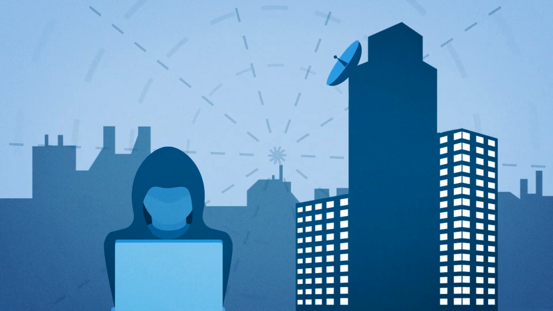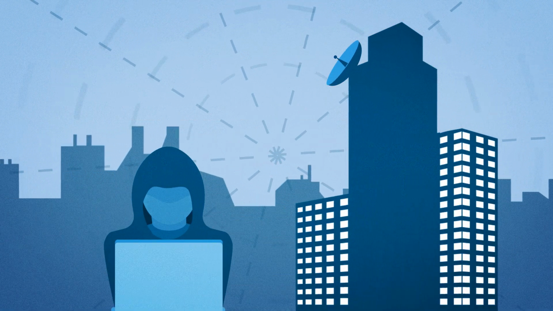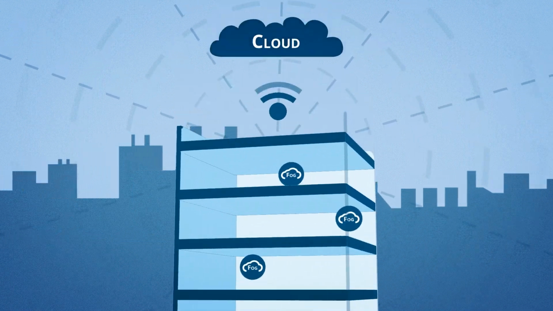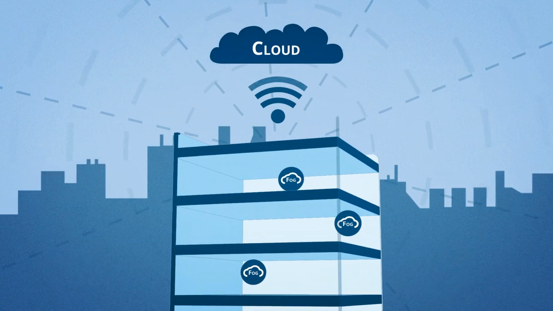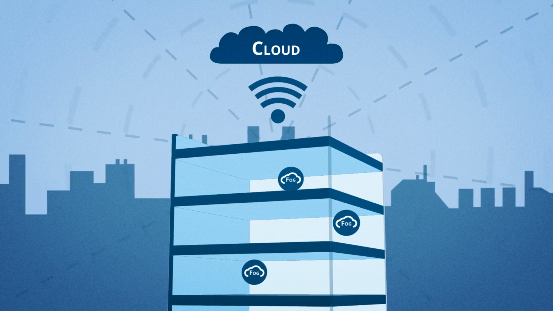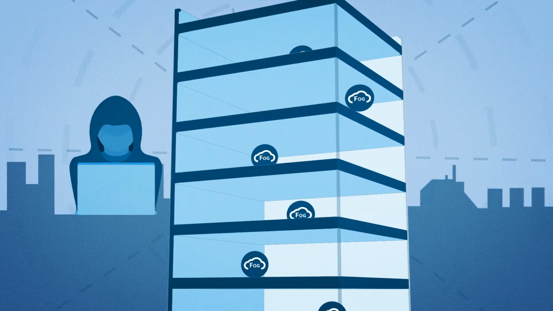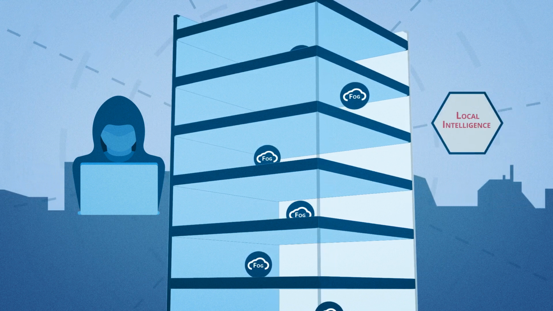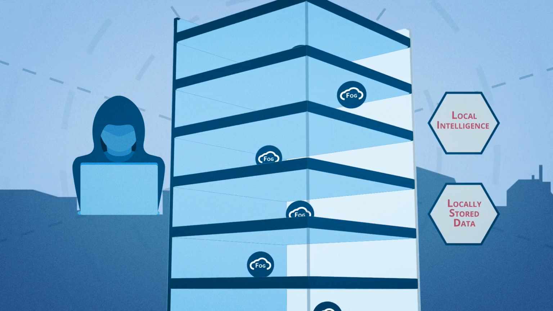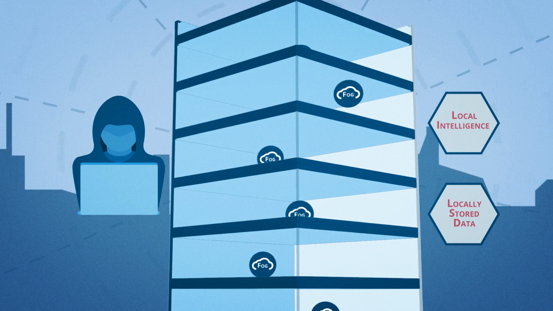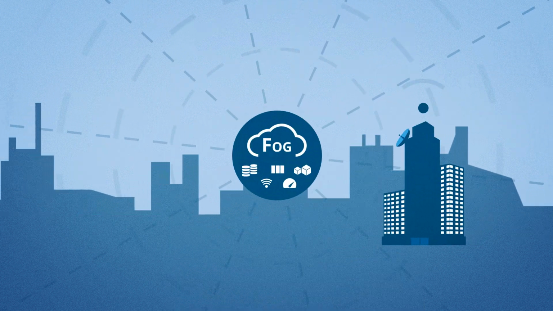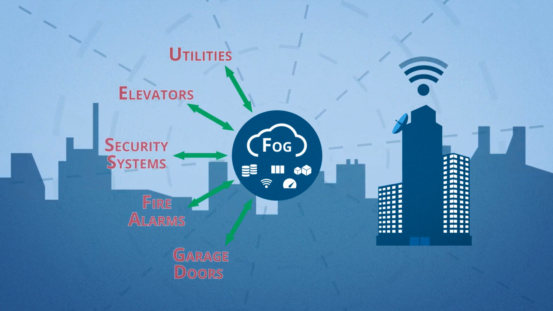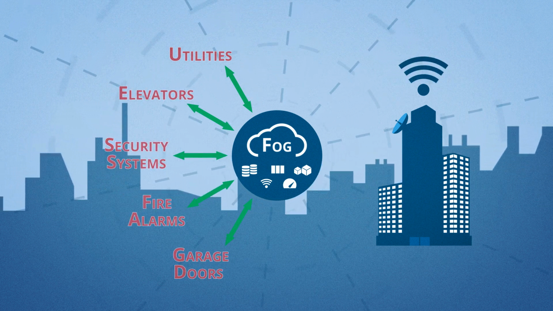A destruction of service attack is launched against a highly connected, multi-purpose high-rise. The building's fog architecture ensures that the cloud is the single point of reference outside the building, greatly diminishing the attack surface. During the attack, fog nodes continue to operate autonomously, using only their local intelligence and locally stored data to manage permissions and data accessibility for building services, ensuring that utilities, elevators, security systems, fire alarms, garage doors, and other critical services remain active.